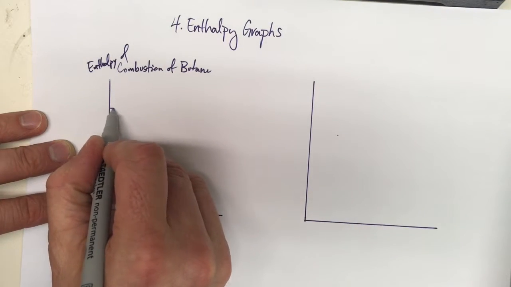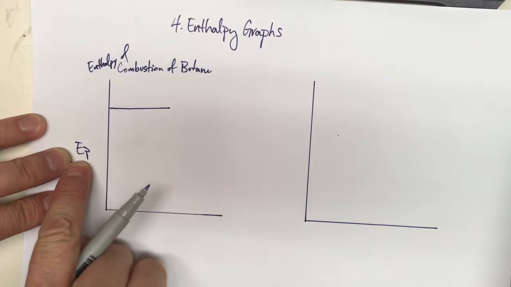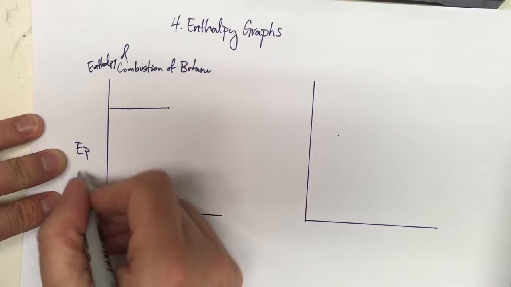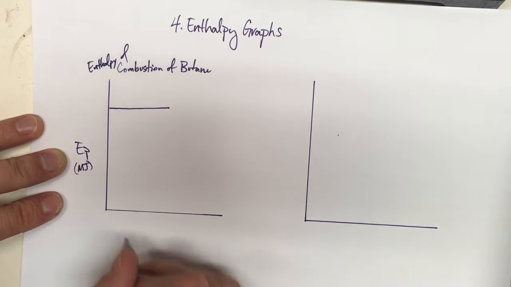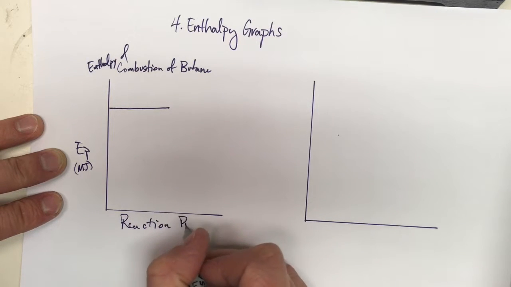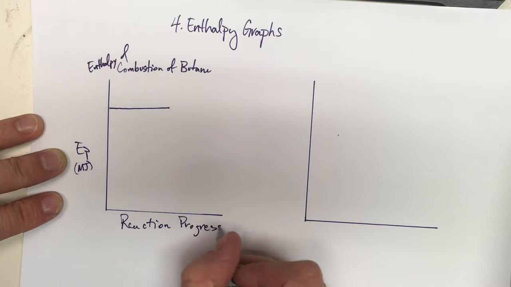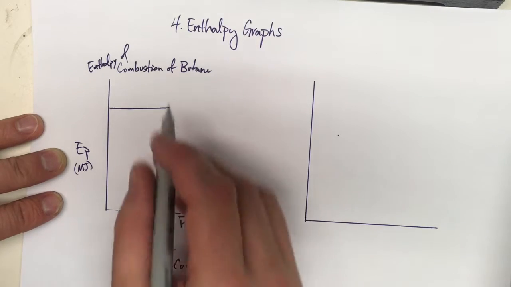And so exothermic reactions start with more chemical potential energy. So we write the potential energy, EP, for chemical potential energy. And this is going to be megajoules because it was a lot of energy. And this is going to be reaction progress, maybe time, or perhaps reaction coordinates. There are lots of different possible labels we can put on the y-axis.